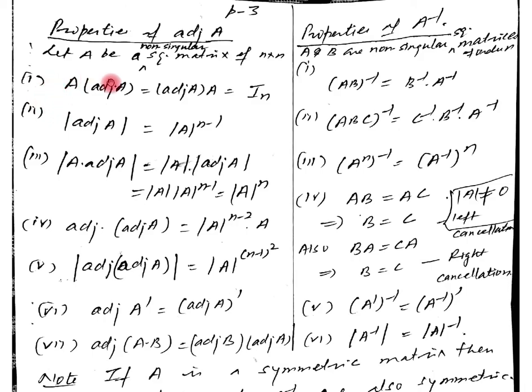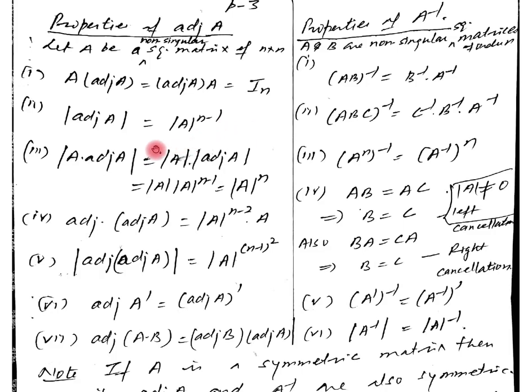First I am only discussing the properties of the adjoint of A. Let us see the first property. Let A be a non-singular square matrix of order n. The first property is A into adjoint of A equals adjoint of A into A equals I. The second property is determinant of adjoint of A, of order n, equals determinant of A raised to power n minus 1.